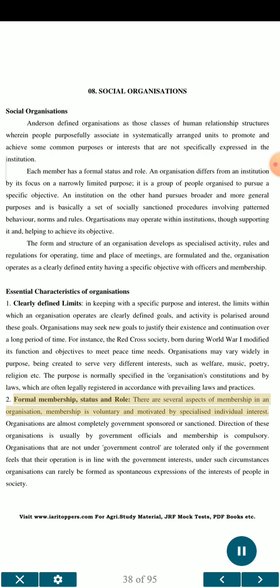There are several aspects of membership in an organization. Membership is voluntary and motivated by specialized individual interest. In some societies, organizations are almost completely government-sponsored or sanctioned. Direction of these organizations is usually by government officials and membership is compulsory. Organizations that are not under government control are tolerated only if the government feels that their operation is in line with government interests. Under such circumstances, organizations can rarely be formed as spontaneous expressions of the interests of people in society.